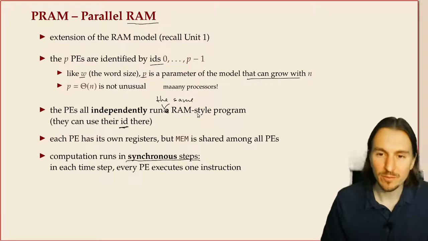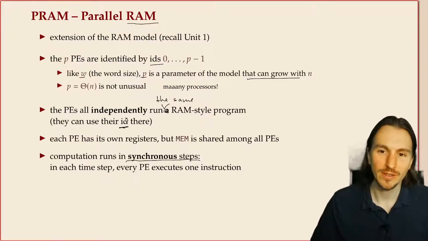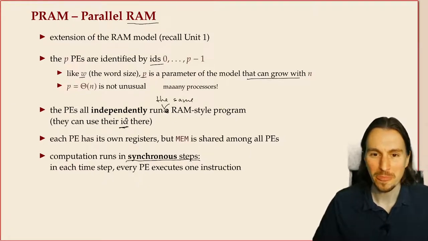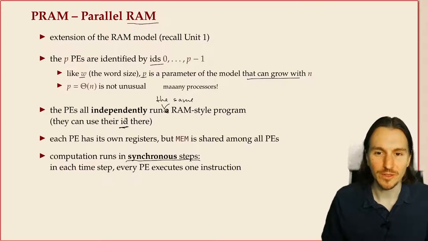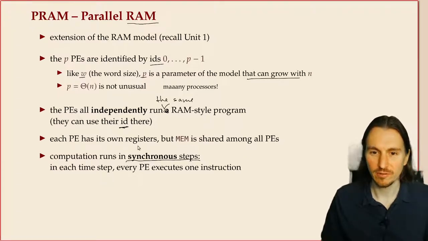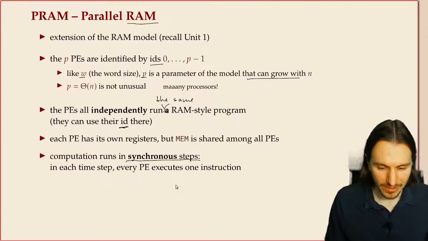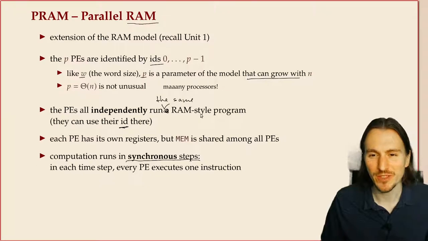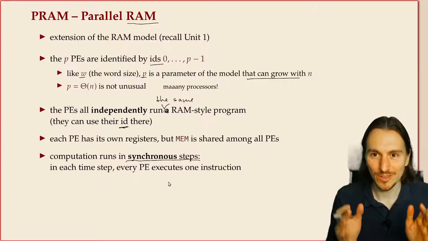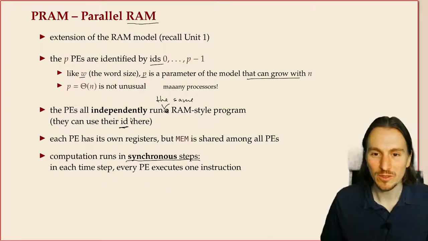And in this RAM program, we use the ID to tell what is different for the different processing elements. That's the way it's usually done, and it's a convenient and concise way to do it. Each of the PEs has its own copy of registers, but mem is shared among all processing elements. That's the shared memory model. And as I already said, they run in synchronous steps. The assumption that they run the same RAM-style program is not really a big restriction, because they can use their ID to branch off into different parts. So this looks like they have to go in lockstep and execute the very same thing all the time. But because you can use the ID, this is not true.